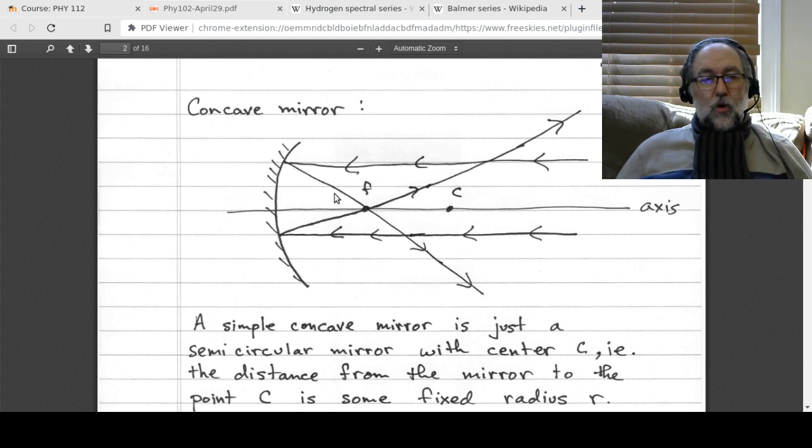And here's the outgoing ray, and the outgoing ray passes like that, and it passes through this point F. Not through C, not the center of the curvature, but through this point F, okay? And so that's one ray coming in. So let's just trace that ray again. It comes in, hits the mirror, and then bounces off, and it bounces off such that it passes through that focal point. Well, what about another ray that comes in parallel?